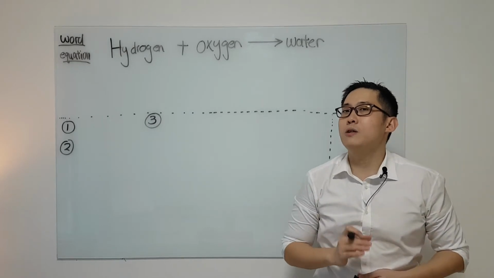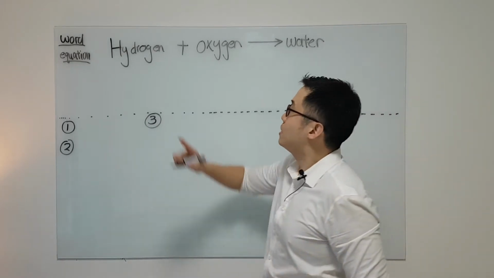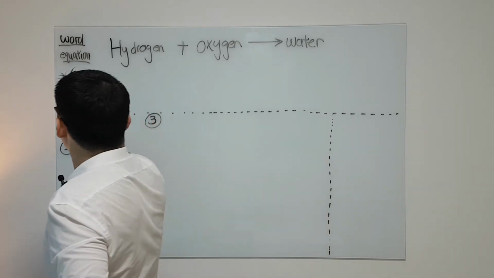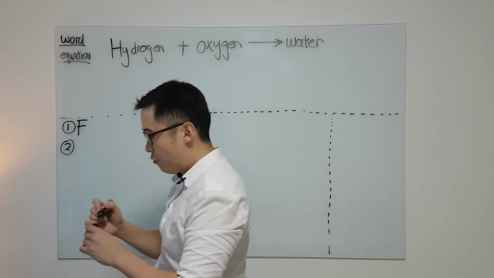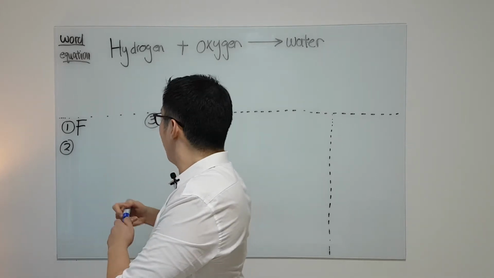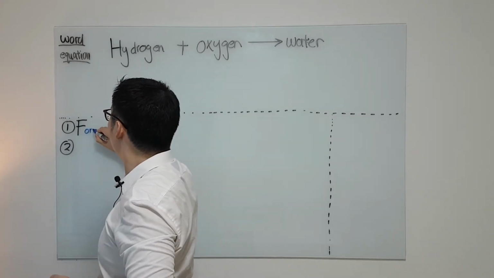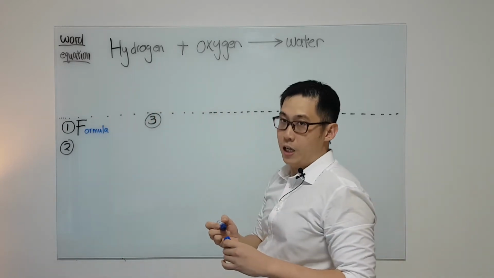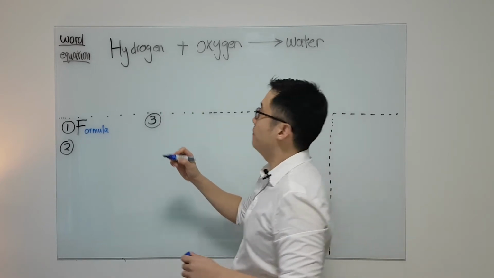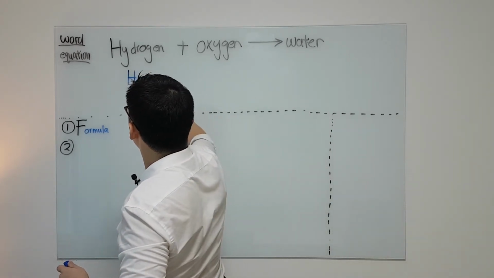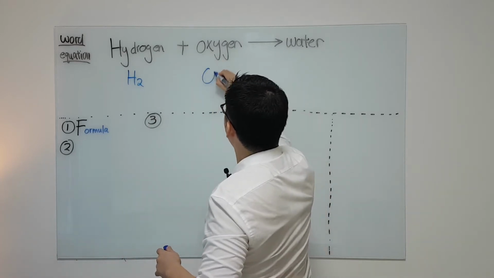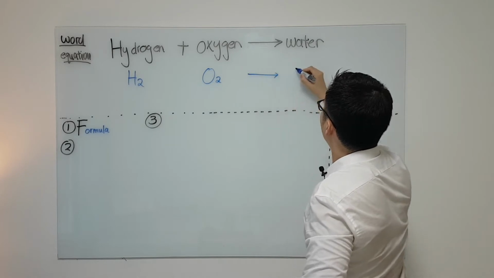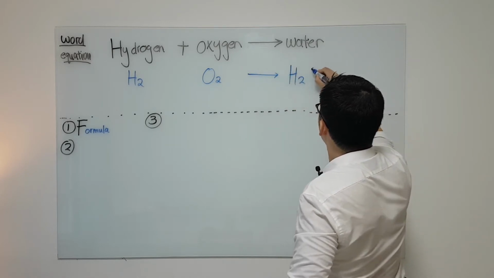To write a chemical equation, the first thing we need to do is to convert these words into formulas. So the thing is, F is for formula. You need to convert all this into formulas. We know that hydrogen is H2, oxygen is O2. And water, remember to draw an arrow, is H2O.